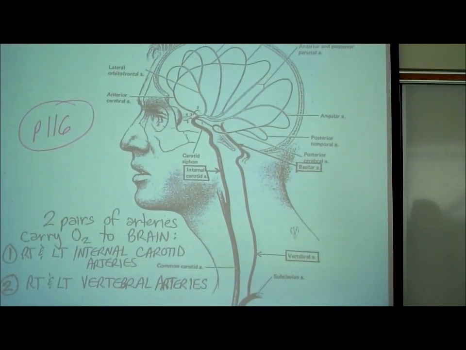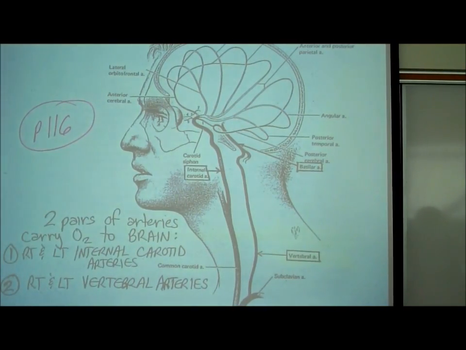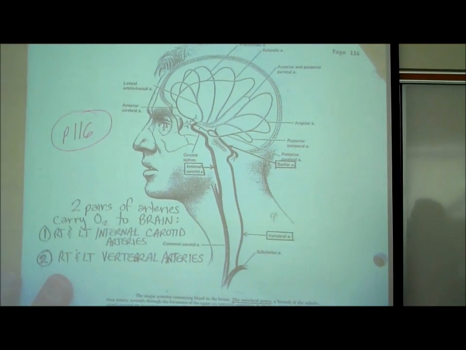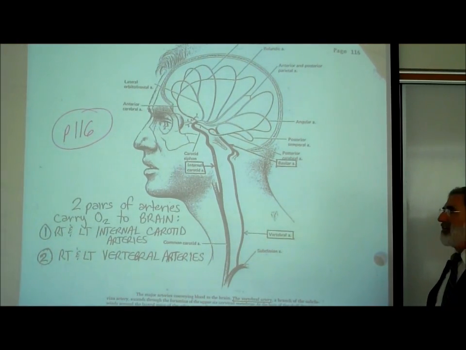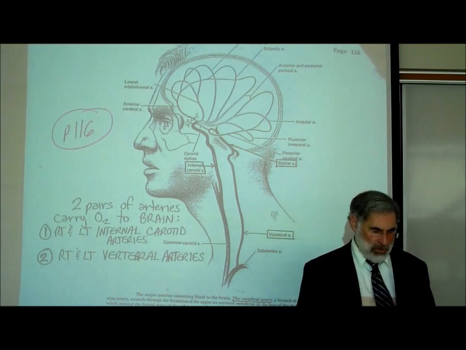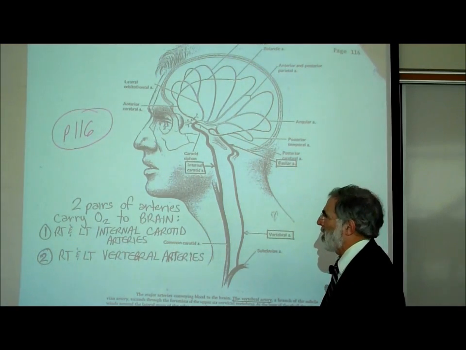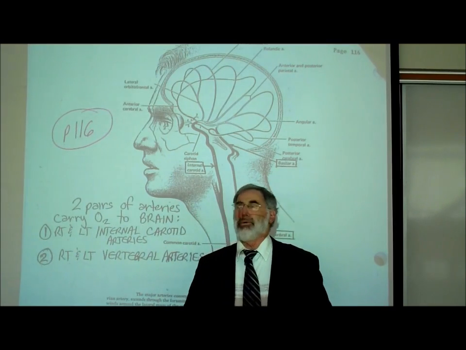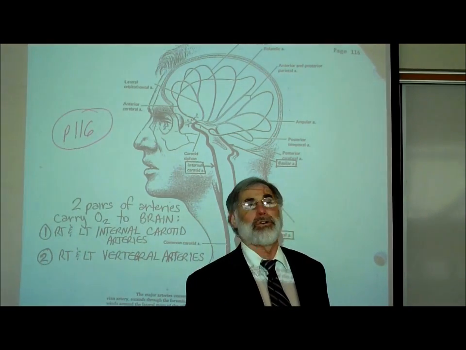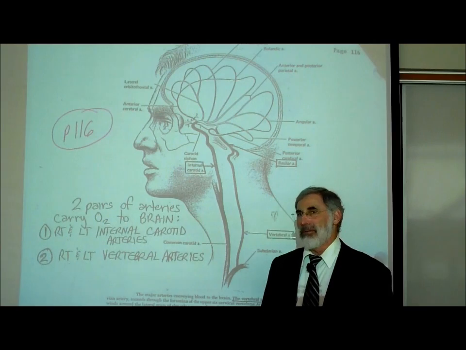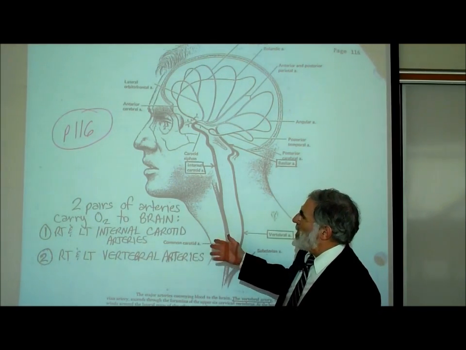On the next page, page 116, we want to just remind you that the brain is really unique in that it has four arteries, two pairs of arteries that supply oxygenated blood to the brain. There's no other organ that has four arteries supplying oxygenated blood to it. What are these four arteries?